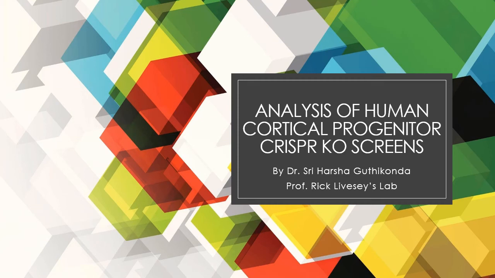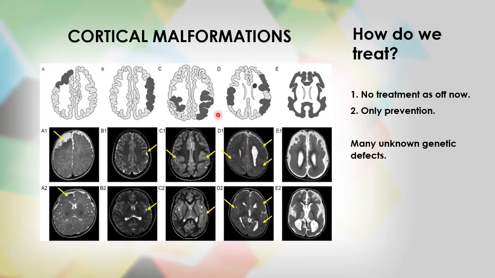Good morning. My work is on analysis of human cortical progenitor CRISPR knockout screens. These are some of the cortical malformations. And as high as 30% of the malformations that stem from genetic defects cannot be attributed to specific genetic causes. For their prevention and to inform on the non-genetic causes, it is necessary to identify genes and pathways regulating cortical development. This is not an easy task.